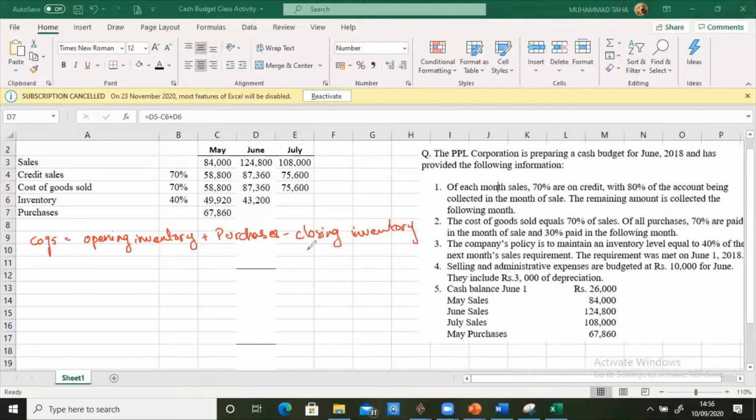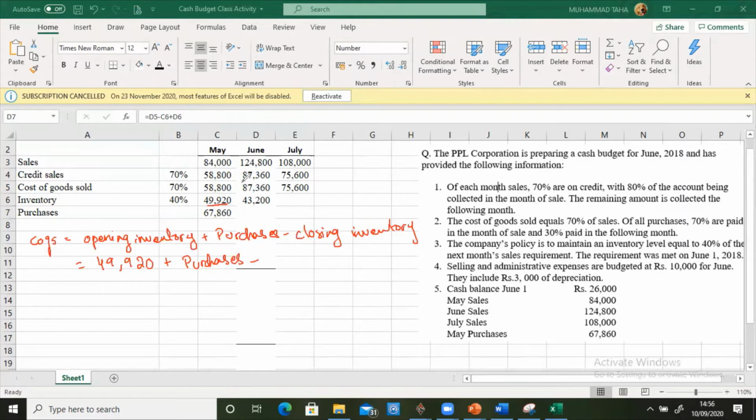So now let's see what values we have for June. For June, we have the opening inventory. June's opening inventory is going to be May's closing inventory. This inventory will open in June. So the opening inventory is 49,920 plus the purchases amount, which we do not know because we're trying to figure this out for June.